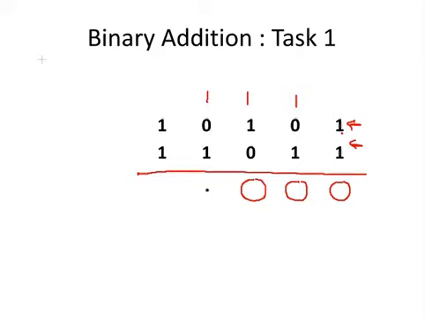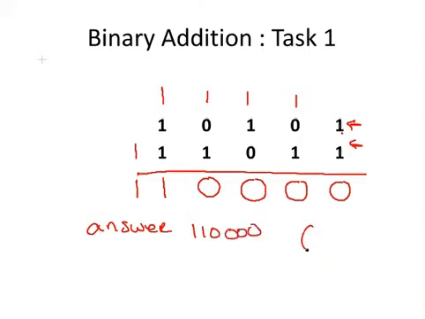1 plus 0 plus 1 is 1, 0. Leave the 0, carry the 1. So we have 1 plus 1 plus 1, which is 1, 1. So we're going to leave the 1 and carry the 1 to the next column. So we just have 1 here on its own in the last column. So that's our answer there. The answer is 110000, and in decimal form that's 48.